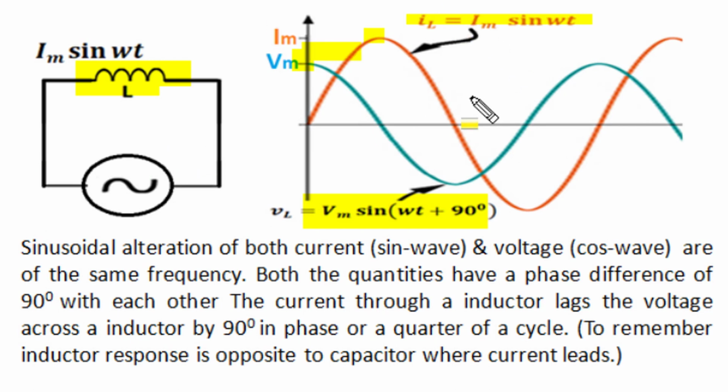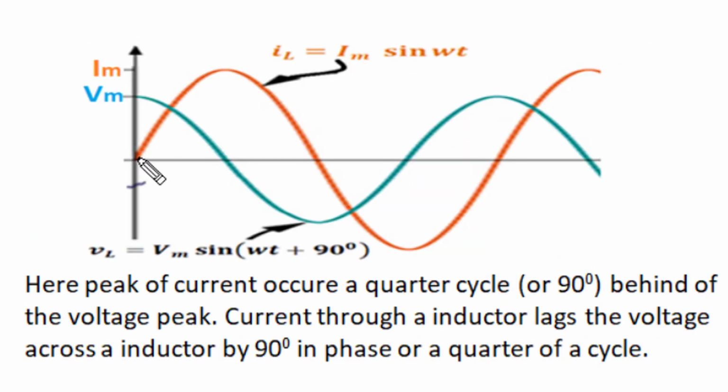In a capacitor, current leads voltage by 90 degrees, and in an inductor it is just opposite. Current, as shown by the orange wave shape, lags voltage, shown by the cyan wave shape, by 90 degrees in phase. When current through an inductor is a sinusoidal wave and voltage across the inductor is a cosinusoidal wave, then at identical phase conditions, say the positive peak of voltage occurs 90 degrees ahead of current, or at similar phase conditions if we see voltage and current, current lags voltage by 90 degrees.